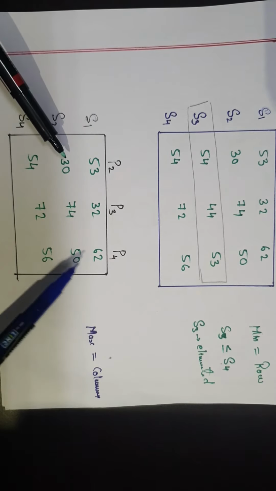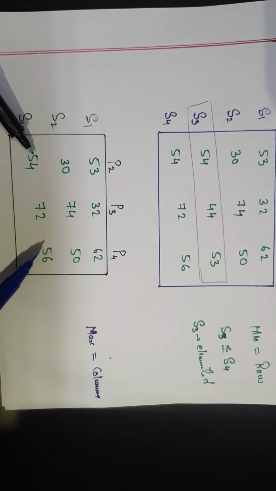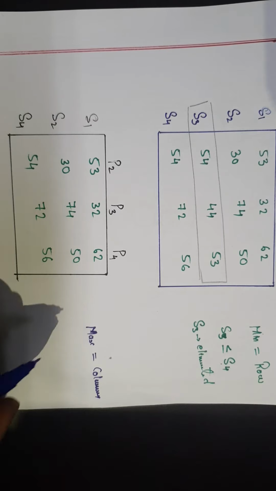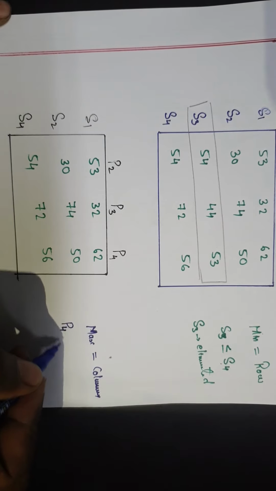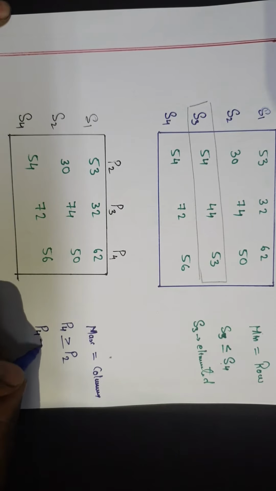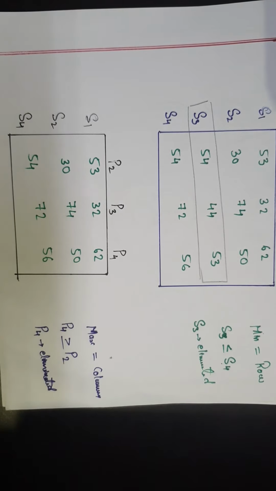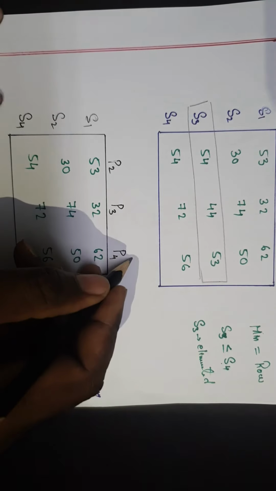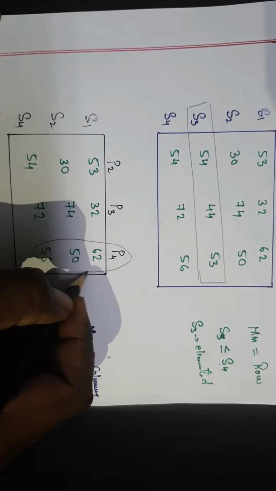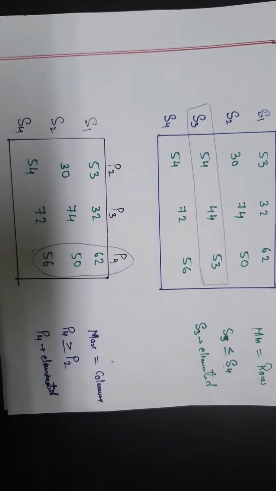Here also S4 is greater, here also S4 is greater, and here also S4 is greater. So, P4 is greater than or equal to P2, so P4 you can eliminate. Here I am eliminating the P4 because the P4 value is greater than or equal to P2. So, that one you have to eliminate.